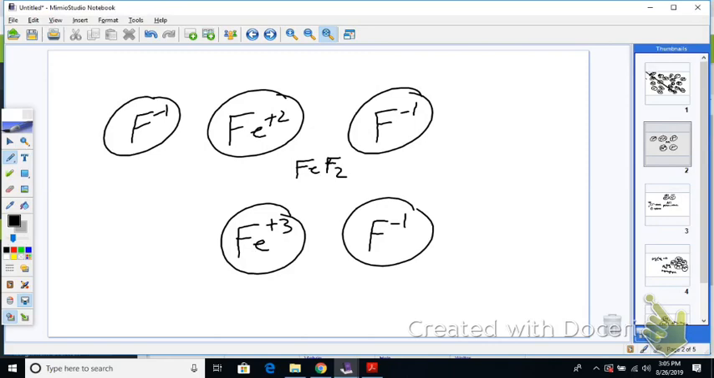Okay, if we have this one, we need 3 fluorines surrounding 1 iron. So there'll be 3 fluorines surrounding the 1 iron. So that's FeF3.